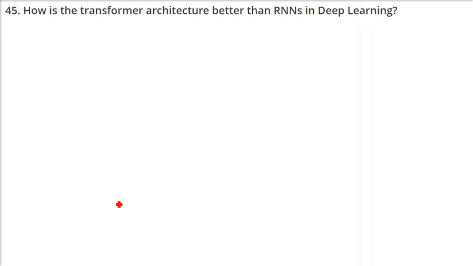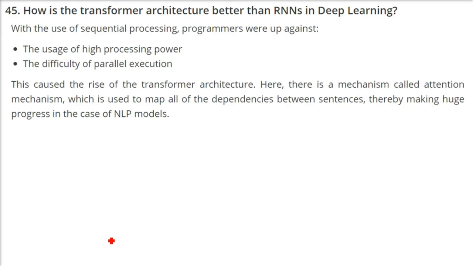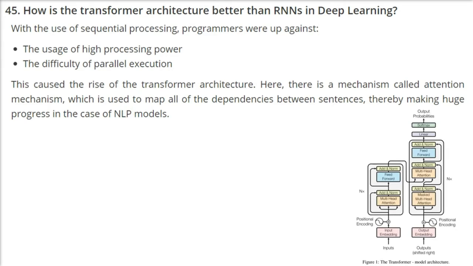How is the transformer architecture better than RNNs in deep learning? There are new words coming up, right? So transformer architecture, how has it come? This is the model architecture of the transformer. What was the problem the programmers were facing? When they were using sequential processing, they needed high processing power, high GPUs, etc. And because this is sequential, there will always be difficulty whenever parallel execution has to be done. So this caused the rise of the transformer architecture.